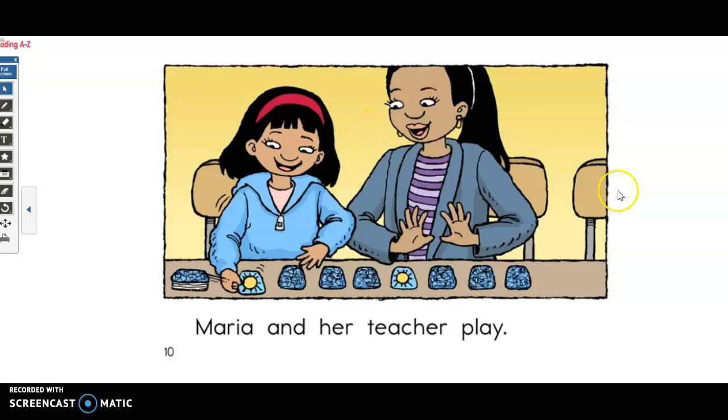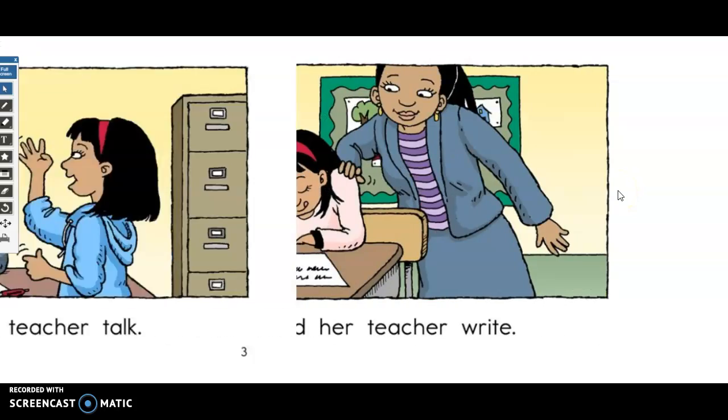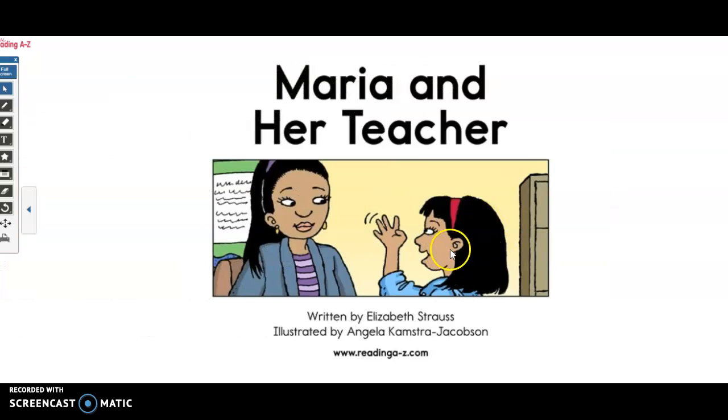So I have a question for you. What do you think Maria thinks about her teacher? Do you think Maria likes her teacher? Do you think that Maria and her teacher have a good friendship? They get along very well? Do you think they're friends? Do you think they make each other happy or make each other sad? Why do you think that?